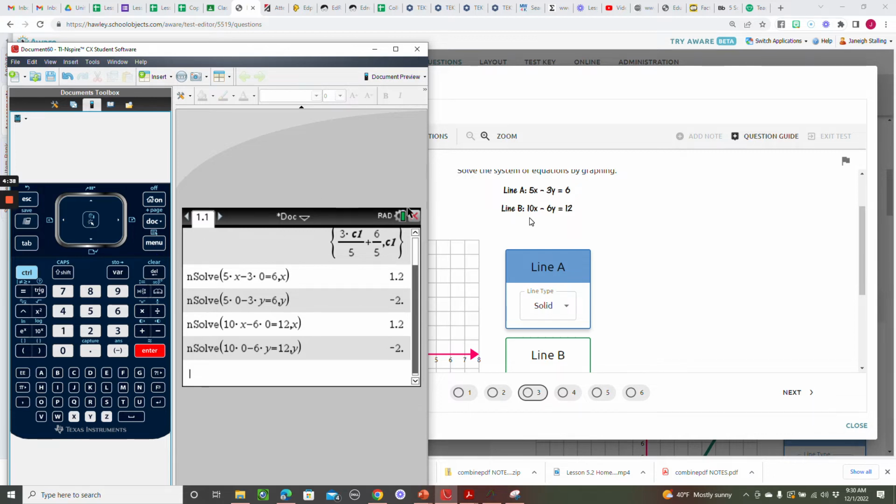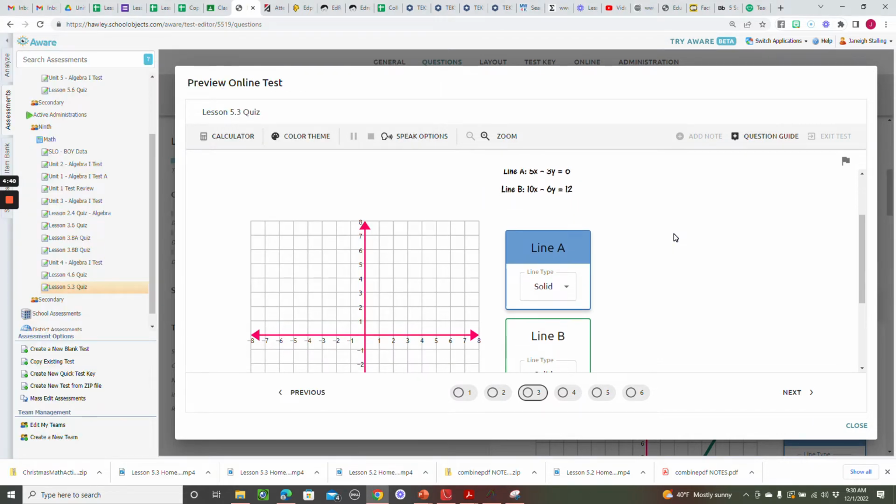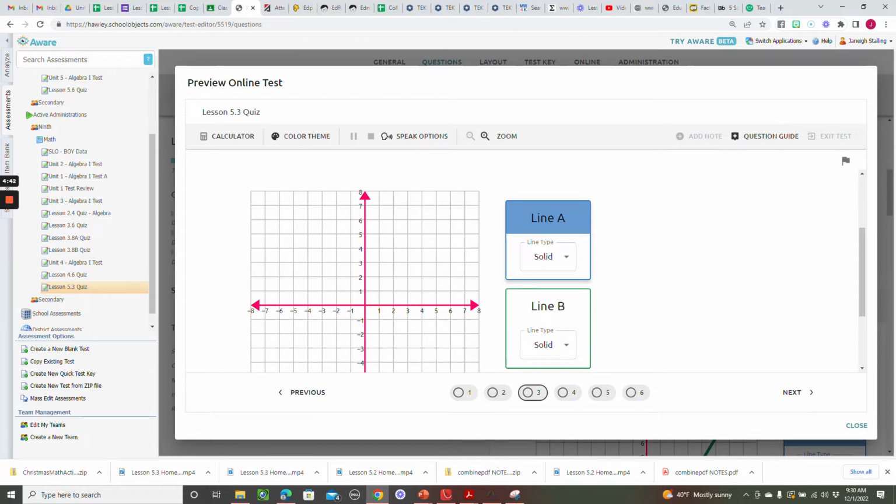So on our graph, we're going to put a point at 0, negative 2. We know that's a point. And then we know our slope is 5/3. So I'm going to count up 1, 2, 3, 4, 5. And then I'm going to go over 3. That's line A.